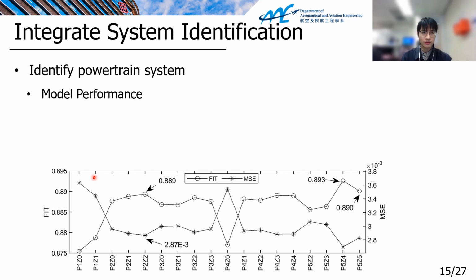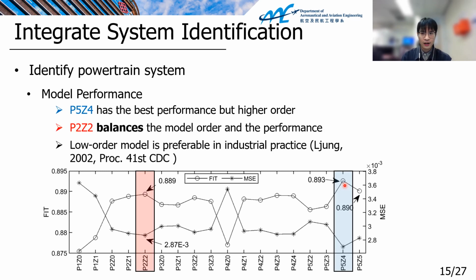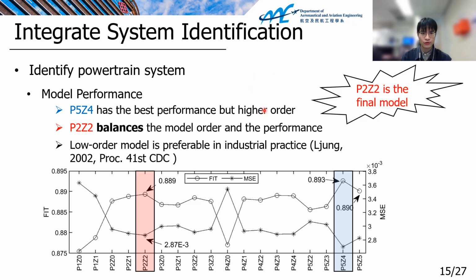In this figure, we show the fit ratio and the mean square error of these candidate models. We can see the fit ratio of P5Z4 is around 0.893, which is relatively very high. However, it also has a very high order, which means complexity. When we look at the P2Z2, we can see it balances the model order and performance. According to research by Professor Yong, low order models are preferable in industrial practice. So finally, we choose the P2Z2, which has a low order with competitive performance.